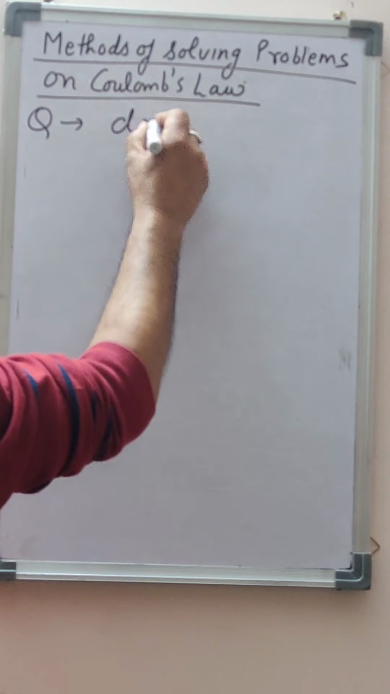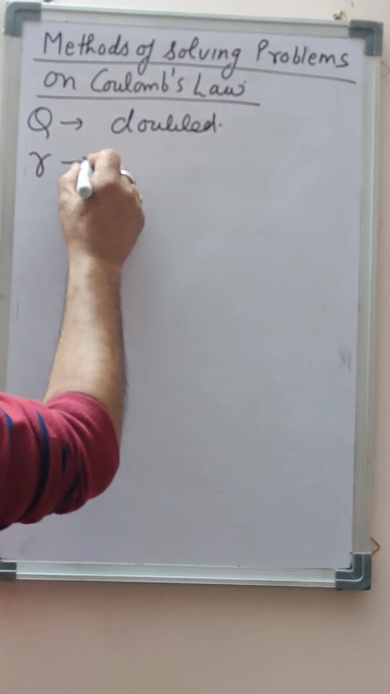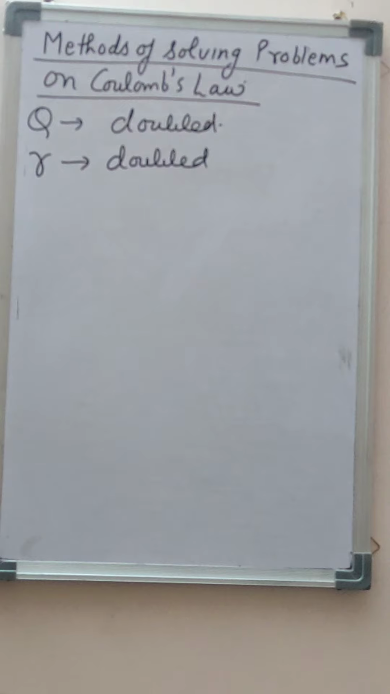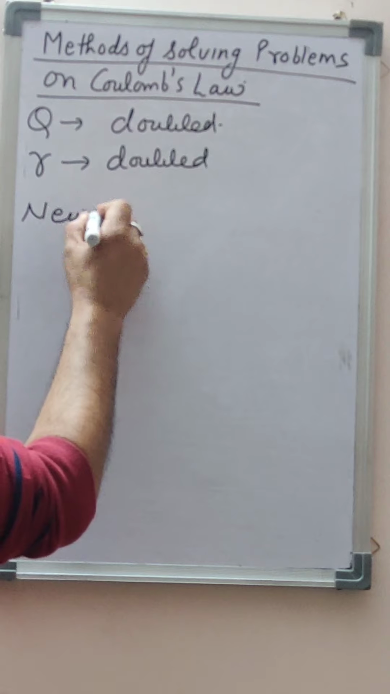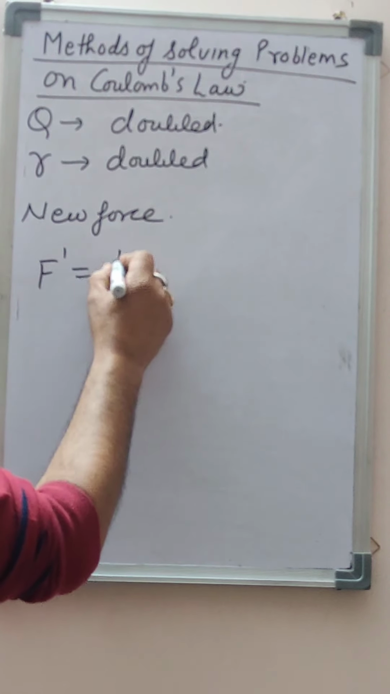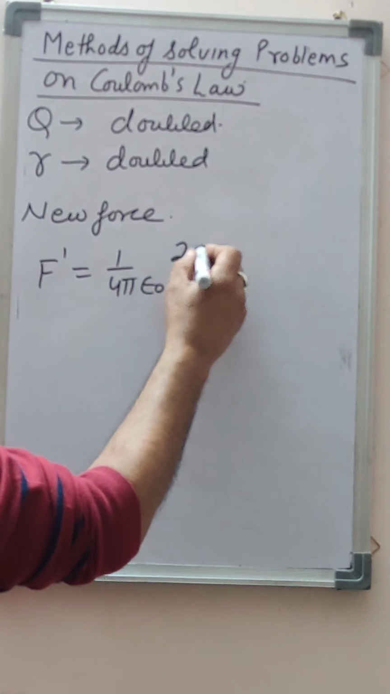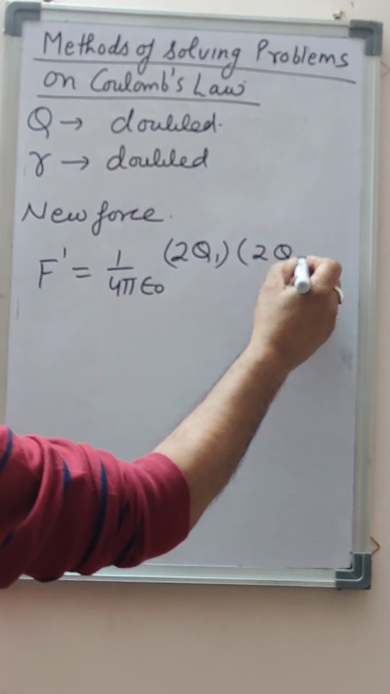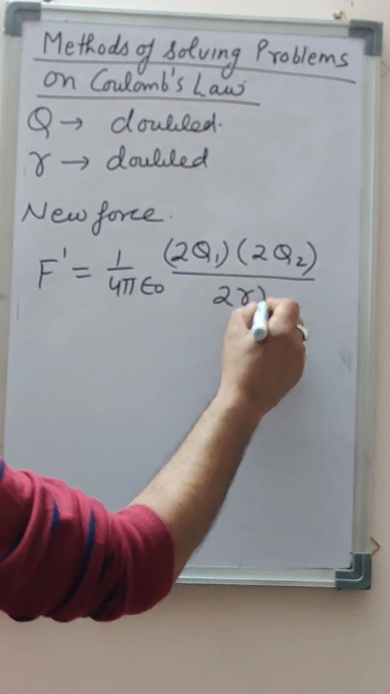Magnitude of charge is doubled, distance between the charges is also doubled. We have to find the effect on the force. So new force F dash is equal to 1 by 4 pi epsilon naught. Charge is doubled, 2q1. Other charge is also doubled, 2q2. And distance is also doubled, so 2r whole square.